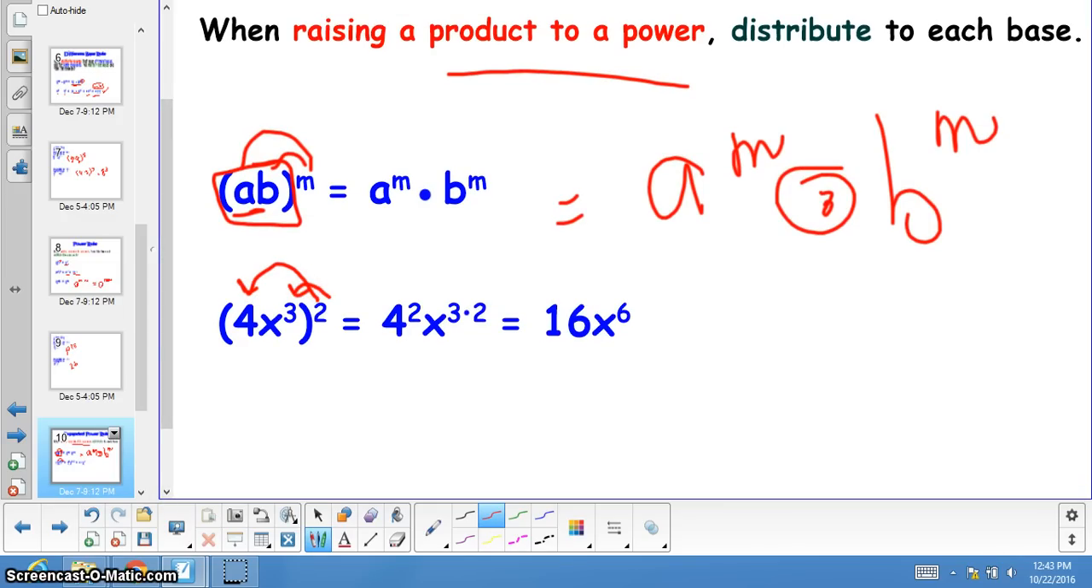Oh my goodness, there's no exponent with the 4. Yes, it is. We know it's a 1 there by itself. Just like if you had a variable x here, we know it's 1x or just x, and it's to the 1st power. Same thing. So 1 with the 4, 2 times 1 is 2. x cubed, 3 times 2 is 6. So we simplify and get 4 squared, which is 16, x to the 6th power.